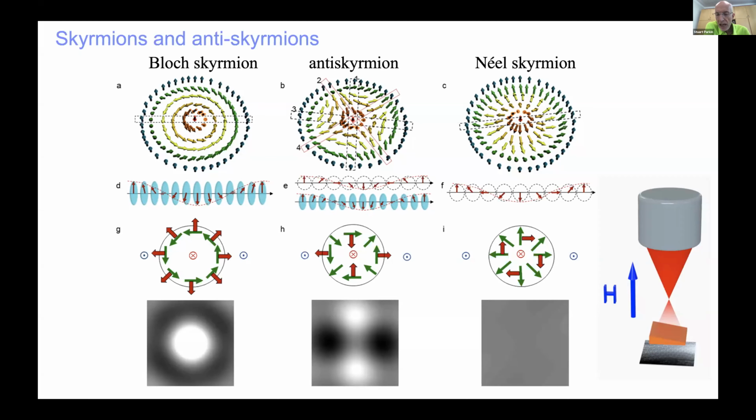And in the middle, the anti-skyrmion is more interesting. You basically see to the top and bottom an increased intensity, that white intensity, and to the left and right, you see a decreased intensity. So you see a fourfold structure reflective of the tetragonal symmetry.